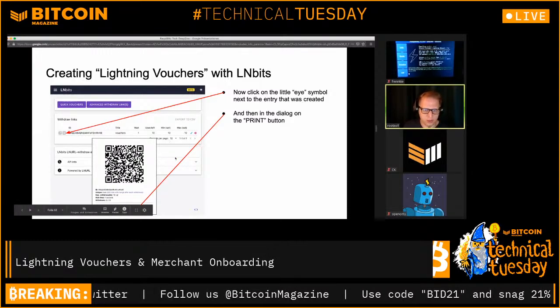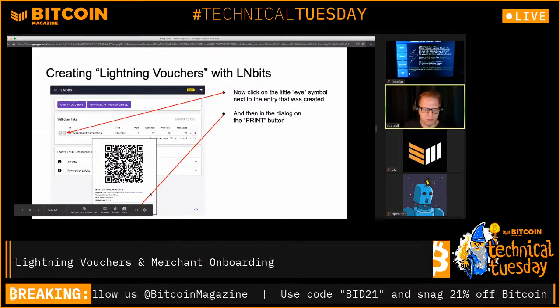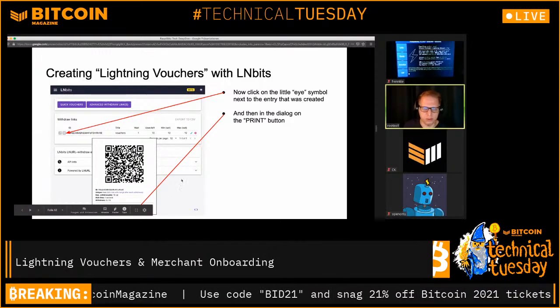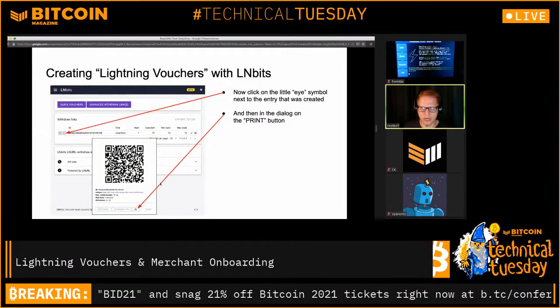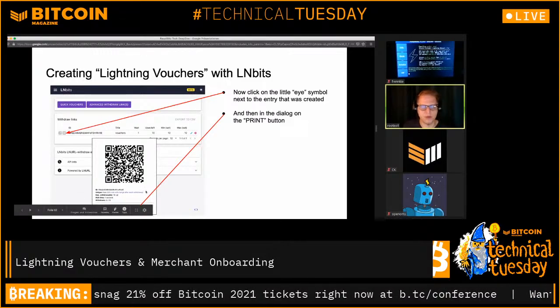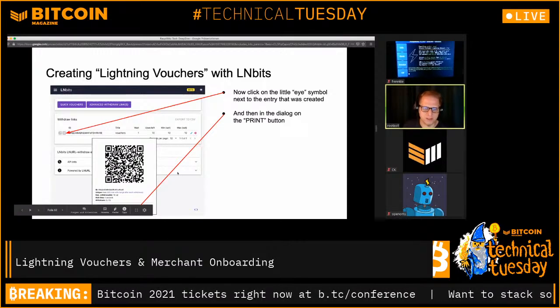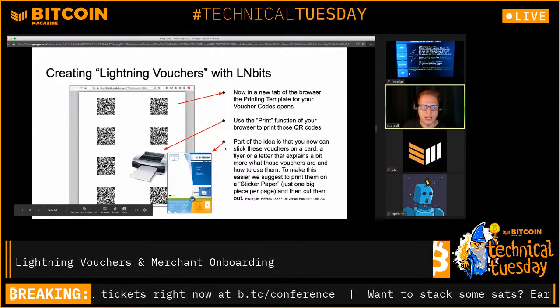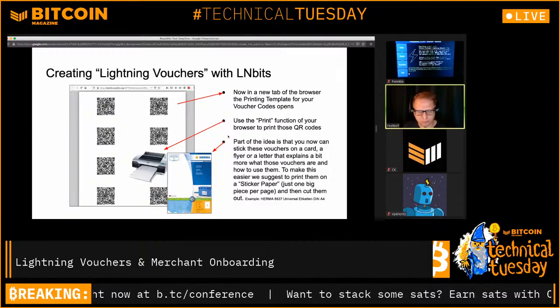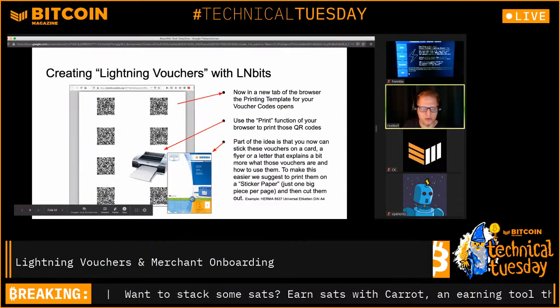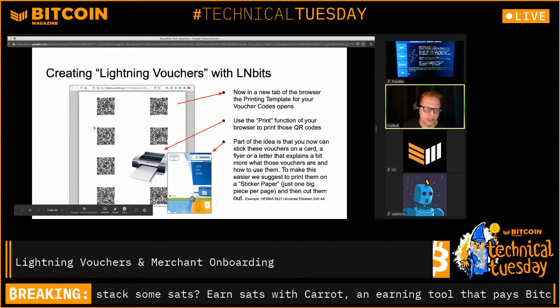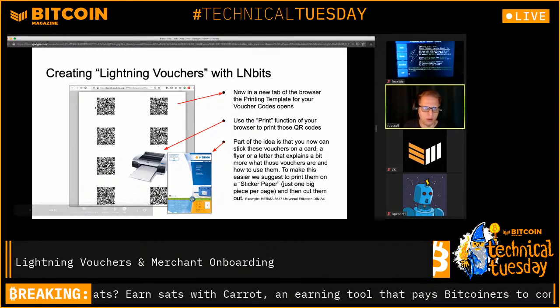On this dialog, now you can't see it because there's something in front of it, but there's a little printer symbol. Because this is what we want to do, we want to print those codes out, right? So I press this printer button, and then it opens a new tab. In this tab you can see my voucher codes, already placed on a sheet.